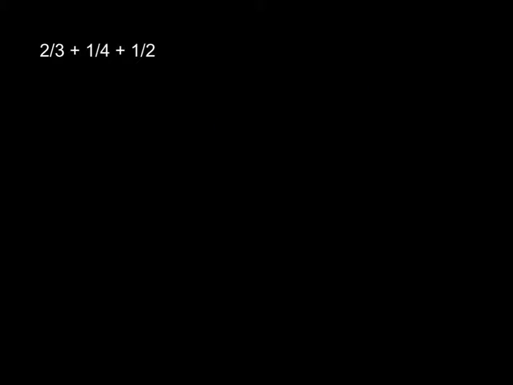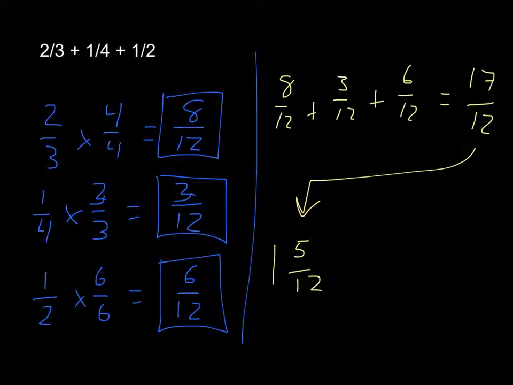Try one more problem on your own. Then I'll show you 2 different ways to solve it. 2/3 plus 1/4 plus 1/2. Now the way that this was first solved was we did 2/3 times 4/4 equals 8/12, because we know that 3 and 4 have 12 in common. So I did the same with my 1/4. So I did 1/4 times 3/3 equals 3/12. And that worked great for the first two.